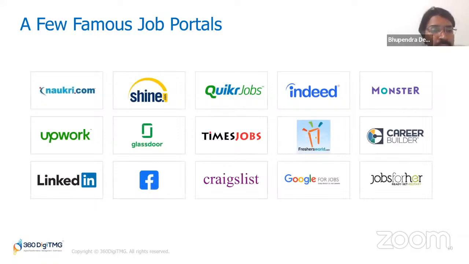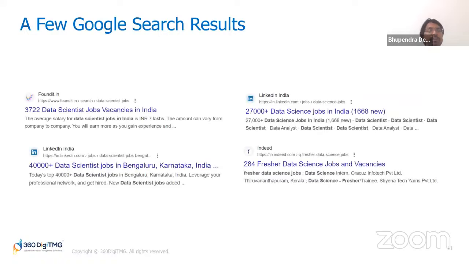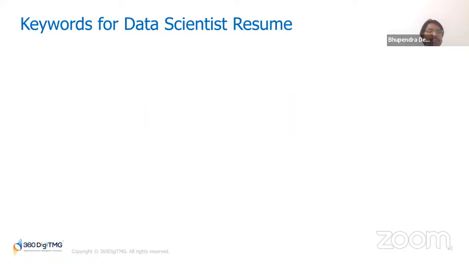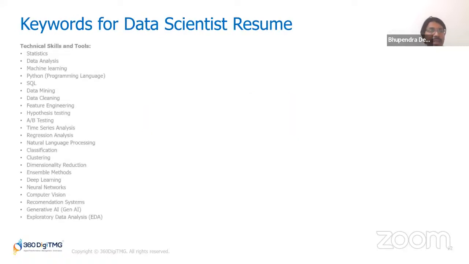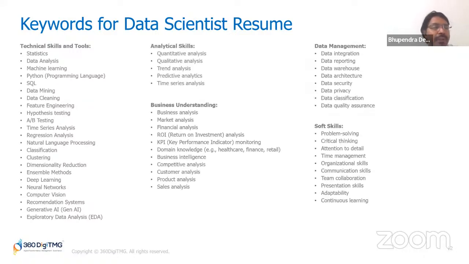Talking about our famous job portals, these are the famous job portals we have, right? And we all know this. So yes, talking about a few Google search results related to data science. If you just do a basic Google search, you'll get all such results, right? So it really proves there's a lot of vacancy for data scientists. Talking about other skills, well, you can actually put technical skills and tools, analytical skills, business understanding, data management, soft skills, all those things, right? You put all those things in your resume.